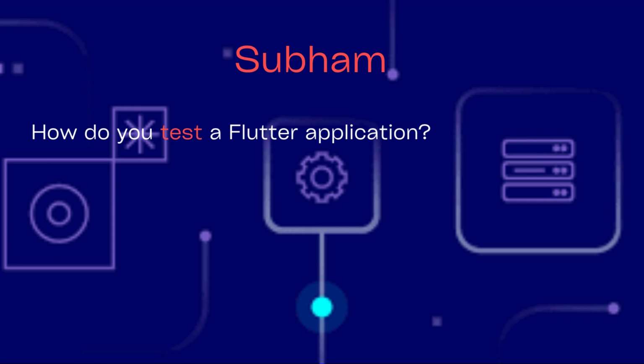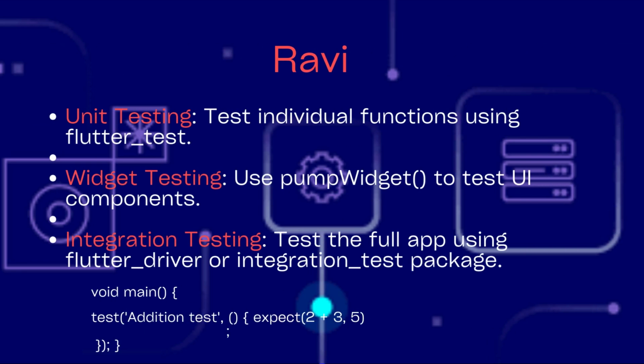Subham: How do you test a Flutter application? Ravi: Unit testing: test individual functions using flutter_test. Widget testing: use pumpWidget to test UI components. Integration testing: test the full app using flutter_driver or the integration_test package. Example of a unit test.